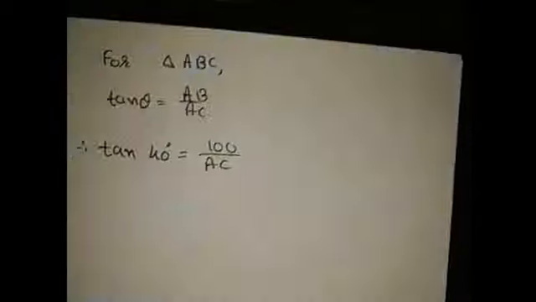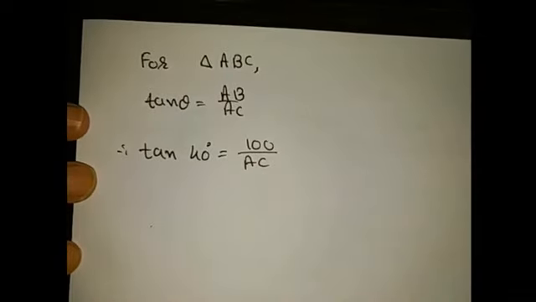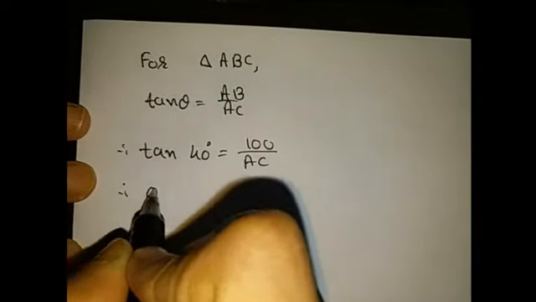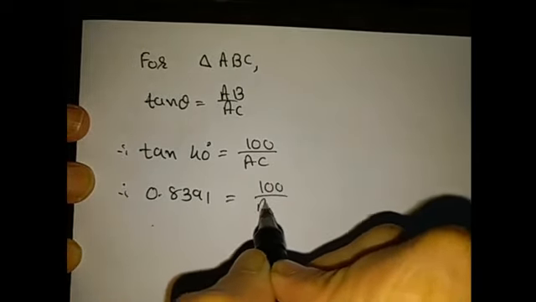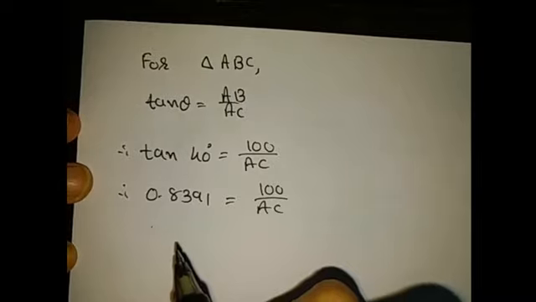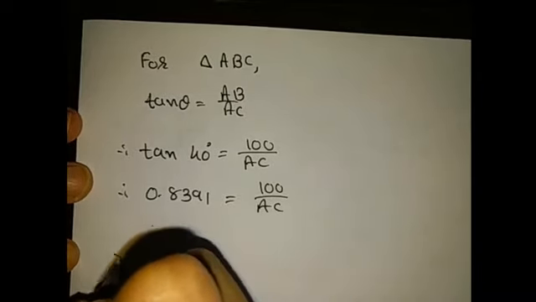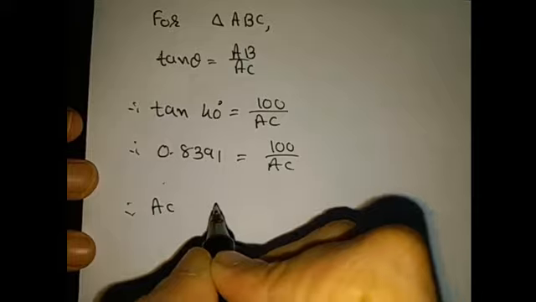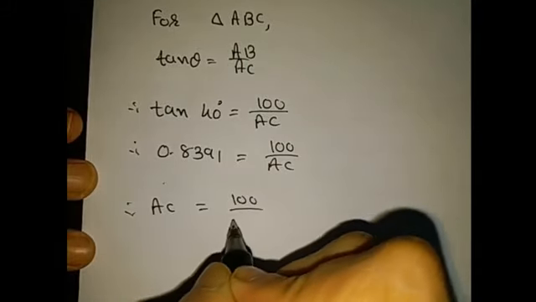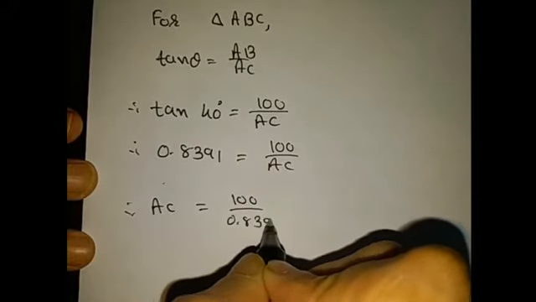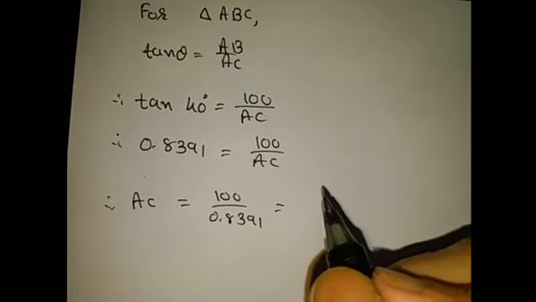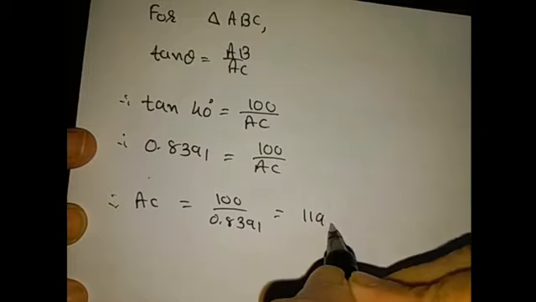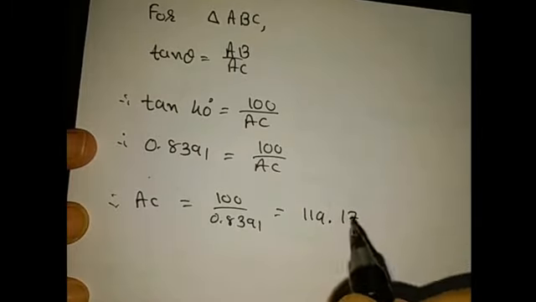So I have to put this value. So tan 40, that is 0.8391 equal to 100 upon AC. Now मुझे क्या find करना है? I have to find AC. Make AC subject. So AC equal to 100 upon 0.8391. That gives me 119.17. Okay, now what is AC?